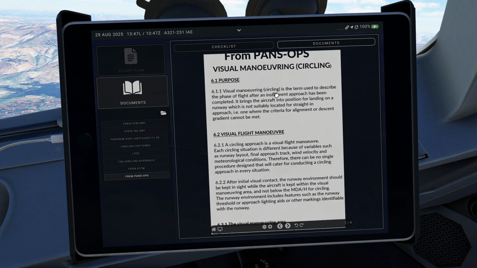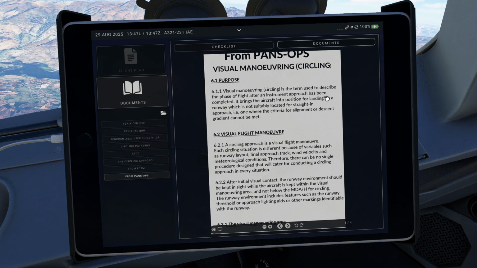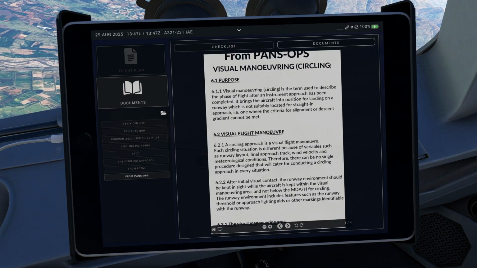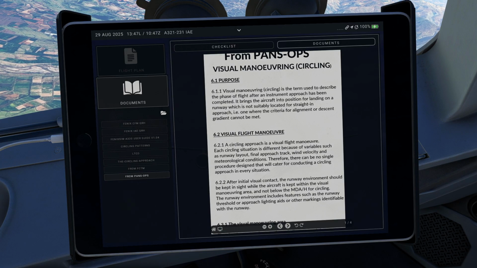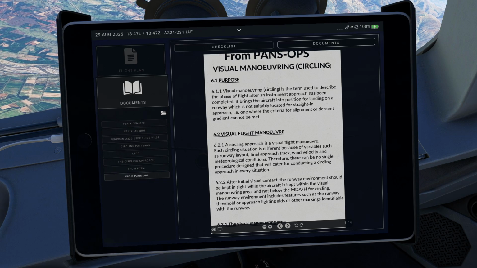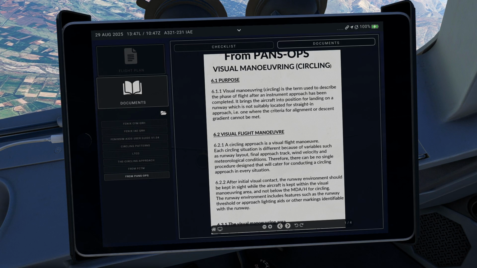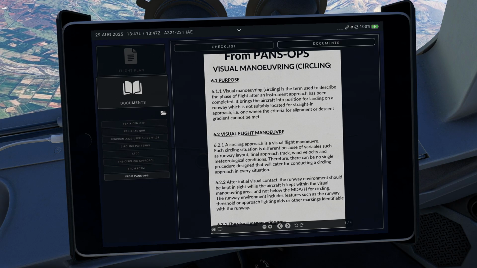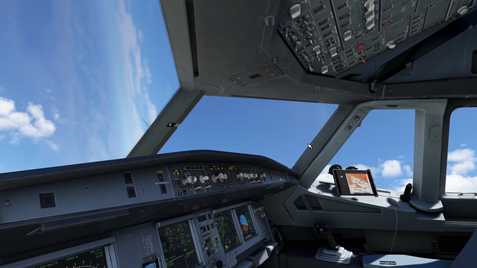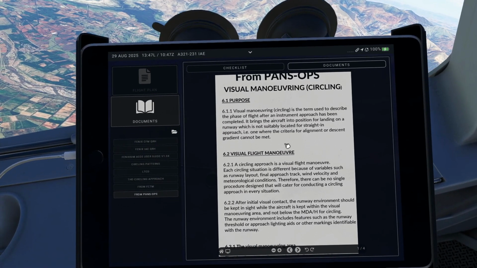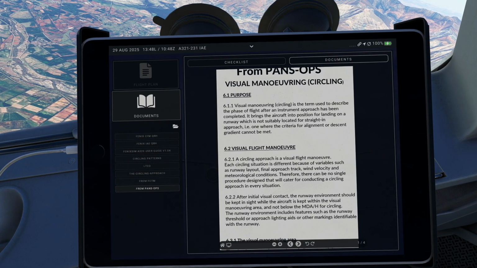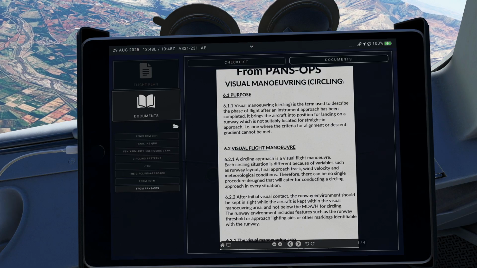Visual maneuvering or circling is a term used to describe the phase of flight after an instrument approach has been completed. It brings the aircraft into position for landing on a runway which is not suitably located for a straight-in approach. For example, one where the criteria for alignment or descent gradient cannot be met, which we already talked about for runway 10: the high descent angle and also the 6 degrees offset from the runway, which is made from the final course to the runway direction.